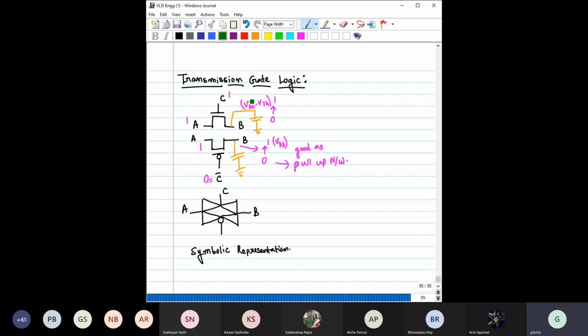However, consider the other scenario where you have to make a change from 0 to 1. For that you make a 0 here, make it 1, make 0 here, make this transistor on.